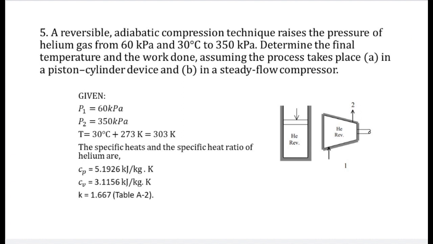So here are the given pressures. We have pressure sub 1 and pressure sub 2. Pressure sub 1 is 60 kilopascal and pressure sub 2 is equal to 350 kilopascal. The temperature in Celsius is converted to Kelvin, so it is now equal to 303 Kelvin, 30 plus 273. The specific heats and specific heat ratio of helium can be found in the property table, in table A2.